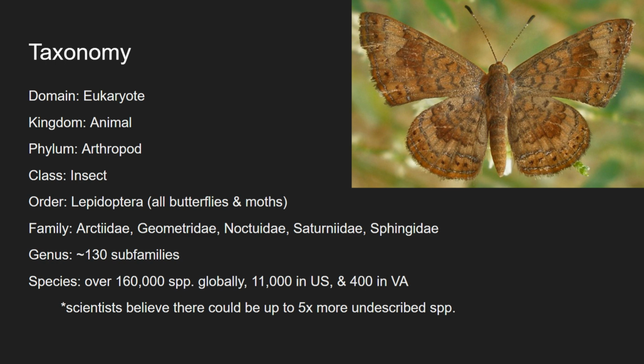In species, there's over 160,000 species worldwide. 11,000 are in the United States and 400 are found in Virginia. Scientists believe there could be anywhere up to 5 times species that are undescribed.